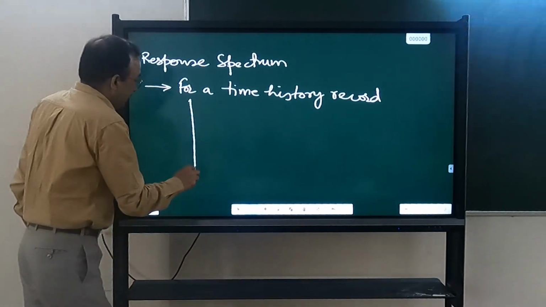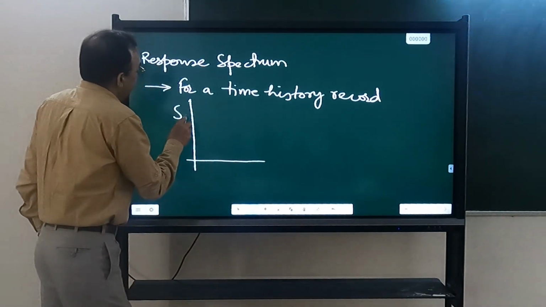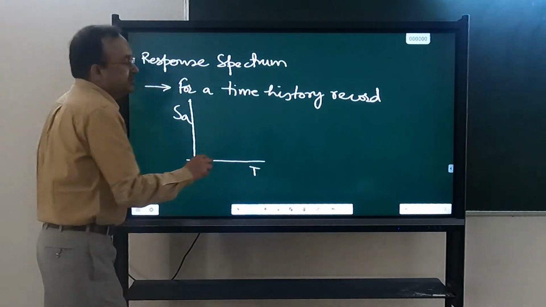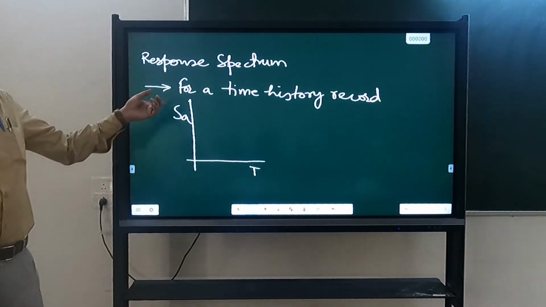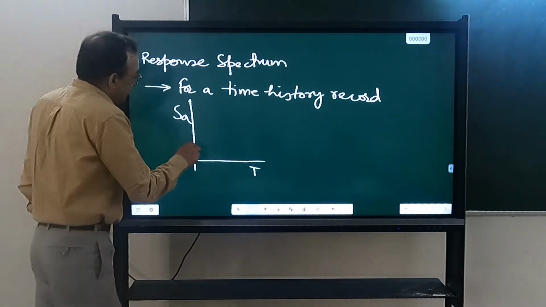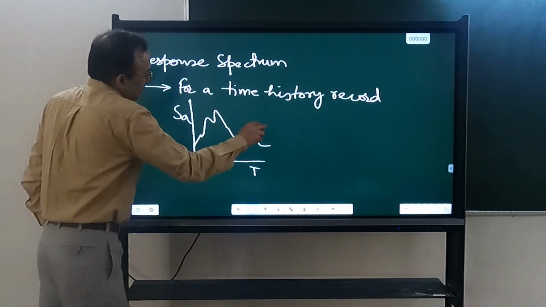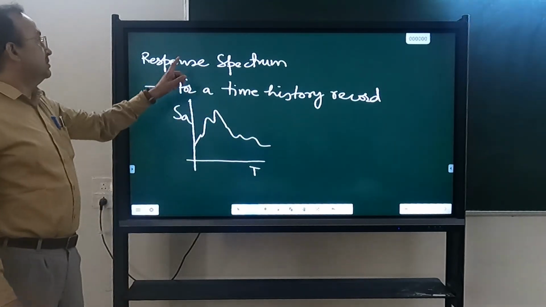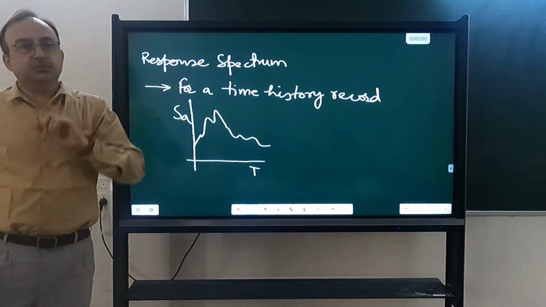when you are plotting a single ground motion, you can plot SA versus T, or SV versus T, or SD versus T, or SA versus F, or SA versus omega. Okay, all are the same. So you will get a curve. This curve will be somewhat changing. So this is the response spectrum of a ground motion.